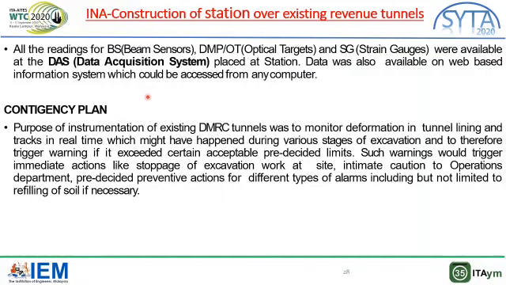Contingency plan. Purpose of the instrumentation of existing DMRC tunnels was to monitor deformation in tunnel lining and tracks in real time which might have happened during various stages of excavation and to therefore trigger warning if exceeded certain acceptable pre-decided limits. Such warning would trigger immediate actions like stop of excavation of work at site, intimate caution to operations department, pre-decided preventive action for different type of alarms including but not limited to refilling of the soil if necessary.